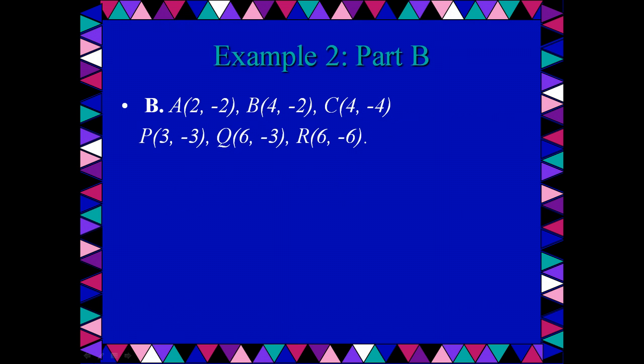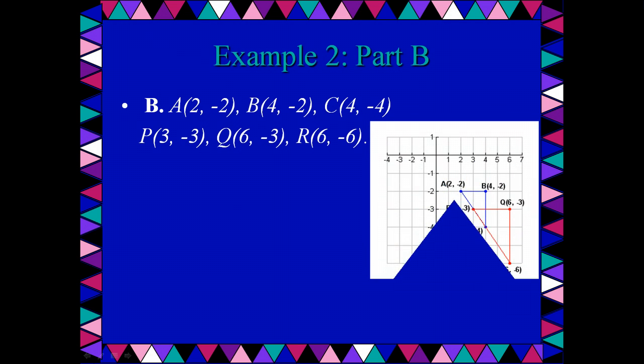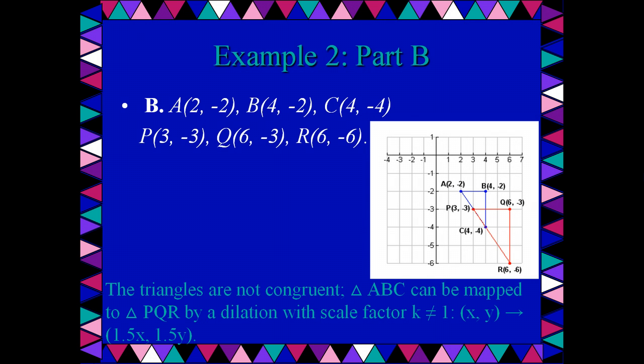Let's try another one. We have two figures, two triangles, and we should map them on the coordinate plane. I can look at this and see immediately that our numbers have grown. Because the blue triangle is our original, this would be our image and pre-image, and this would be a dilation. They are not congruent. ABC can be mapped to PQR by a dilation with a scale factor k not equal to 1. (x, y), in fact, is mapped to 1.5 times the original.